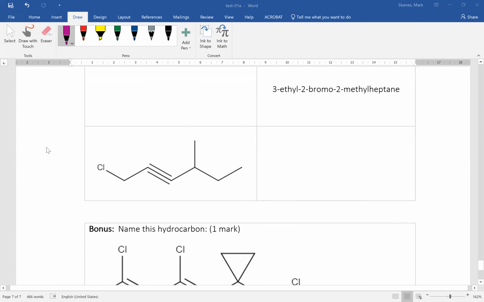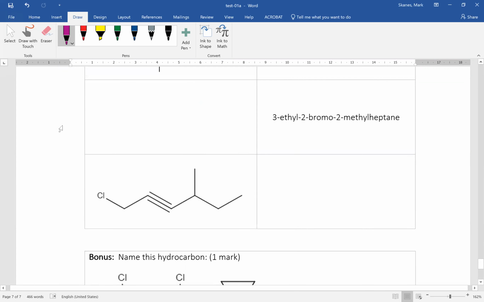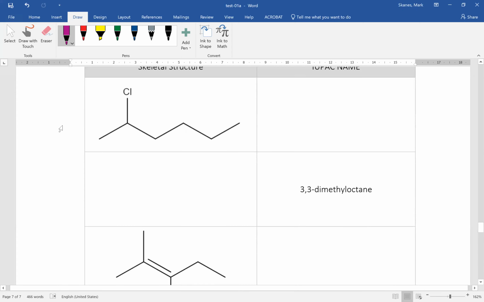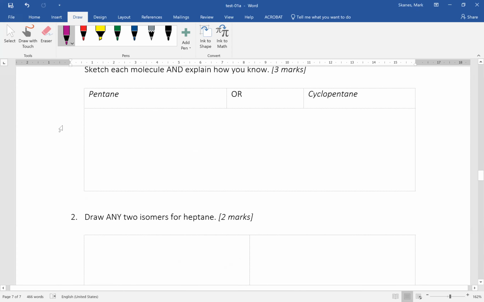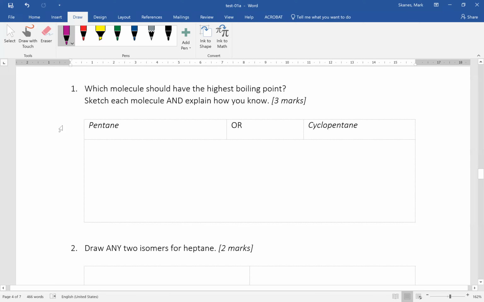We unfortunately didn't get to alkynes, but that's not really a big deal. I definitely won't put alkynes on your test because we haven't done them in class. So it's just up until naming alkenes. So let's look at this.